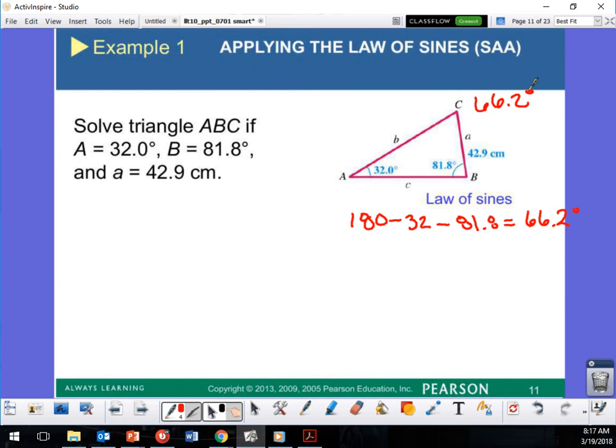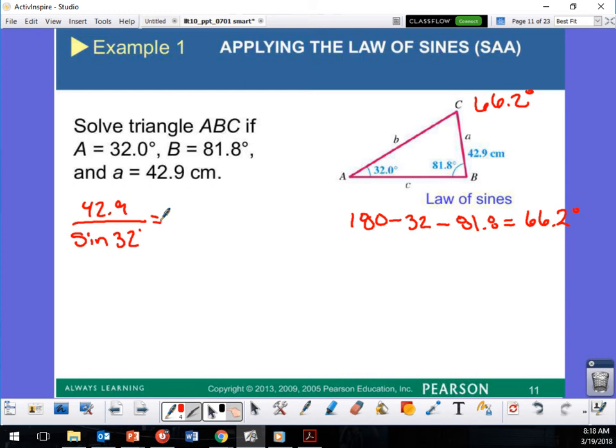Now that I have that, let's set up what I have. I'm going to set up my law of sines. I know that I have big A and little a, which is going to help me out. That's going to be 42.9 over sine of 32 degrees equals. Can we just put it in our calculator? No, not yet, because all these are going to be set up as cross products.